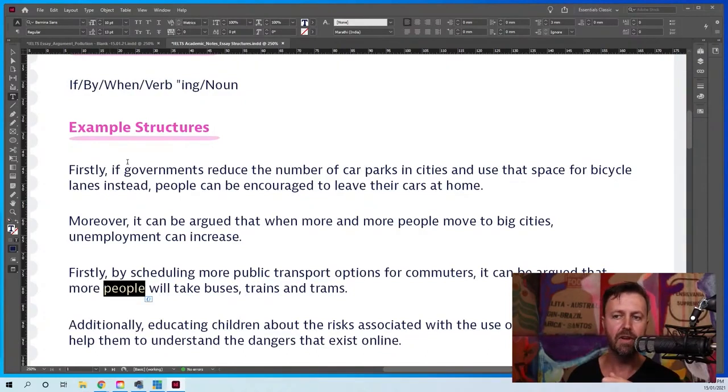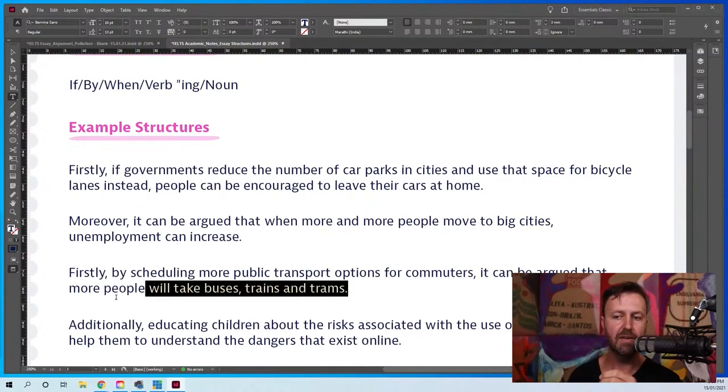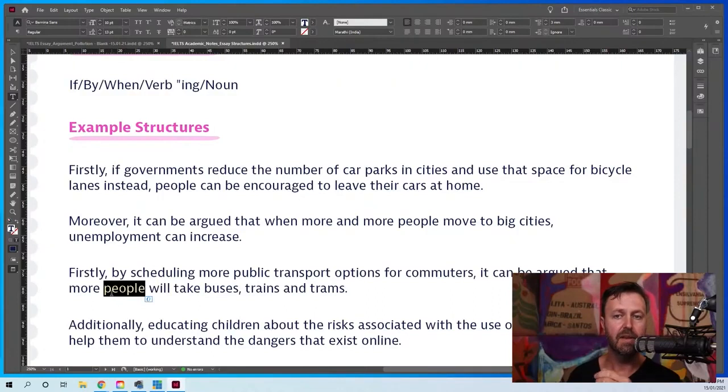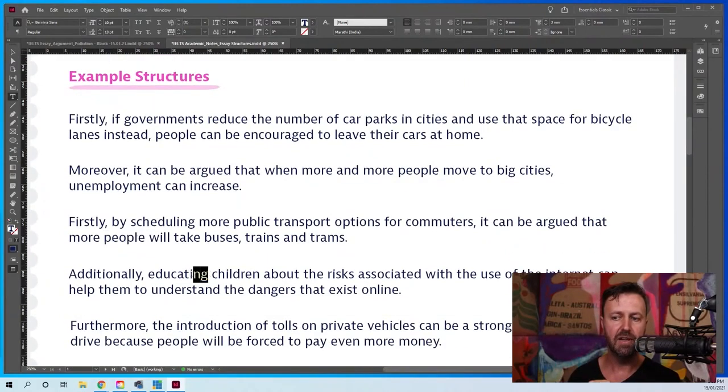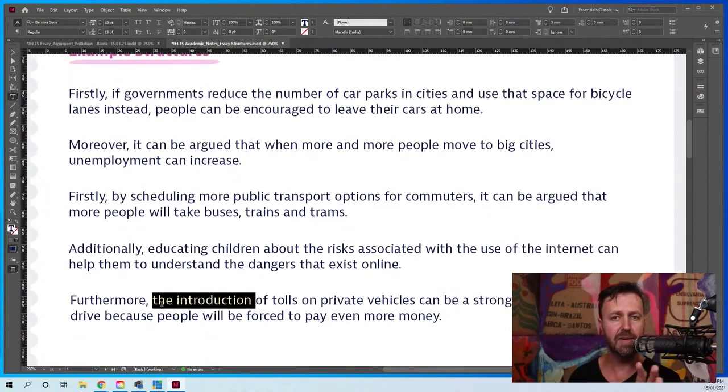Again, we've got if, comma, noun. We've got when, comma, noun. We've also got by plus -ing, comma, and then really focusing on the noun. So we've got 3 structures: if, by, when, noun, noun, noun. The other thing we can do here is use the other 2 structures, which is the -ing verb and the noun itself. Let's look at that. These 2 are a little bit different.